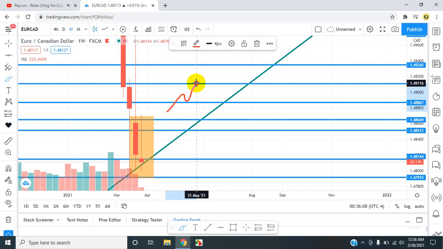Okay, so we will not be taking entry here. We wait for the market to break out, come back and return, and once it returns, we'll look for entry. We'll take the entry up, and we'll take it to our TP. Okay, for take profit. So we trade the breakout and retest, breakout, retest.